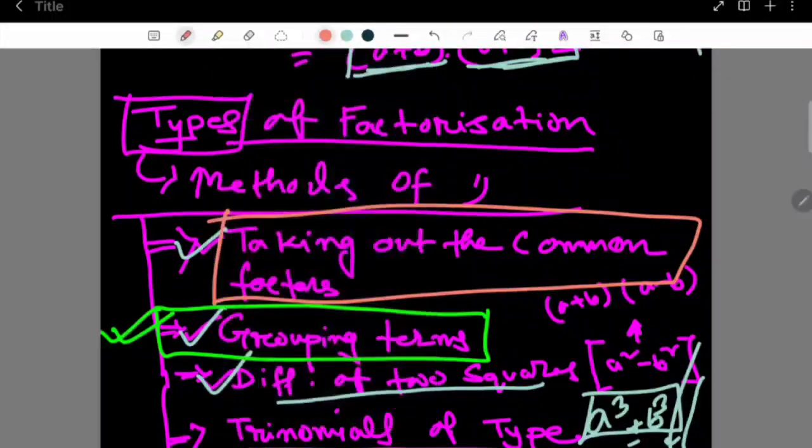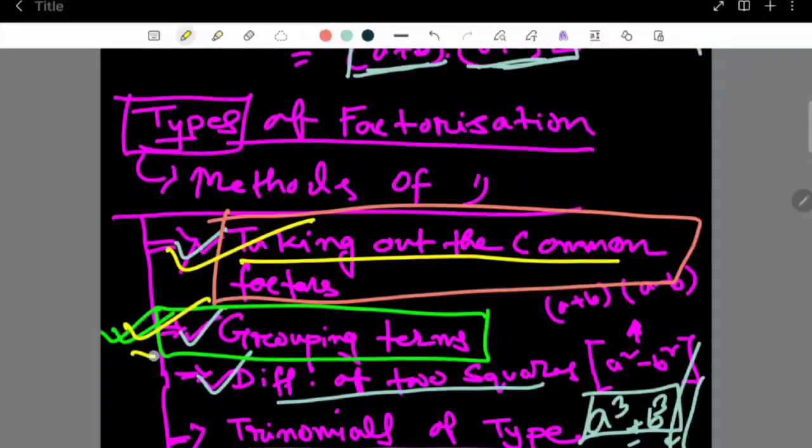First way is this one, by taking out the common factors, and the second one we have done is grouping terms. In the next video we will discuss the difference of two squares by using the formula a square minus b square.